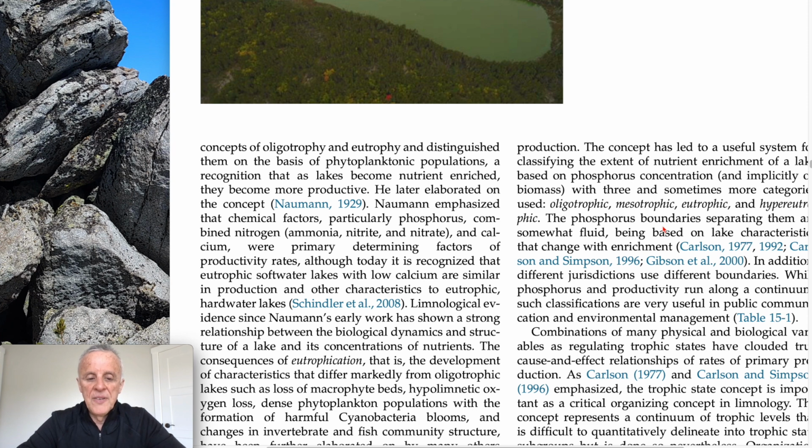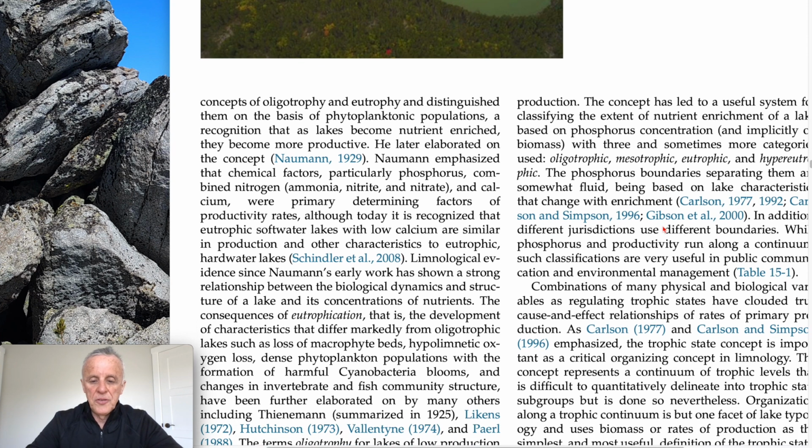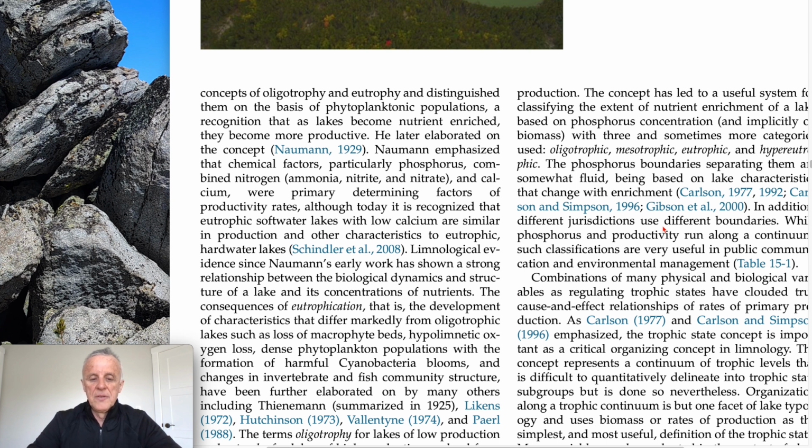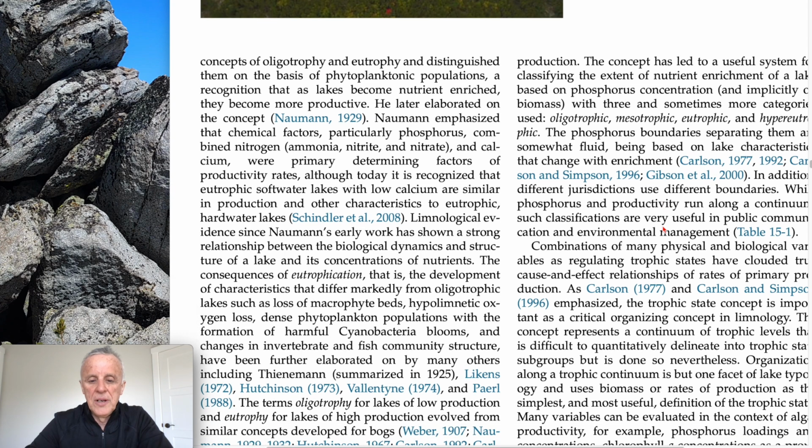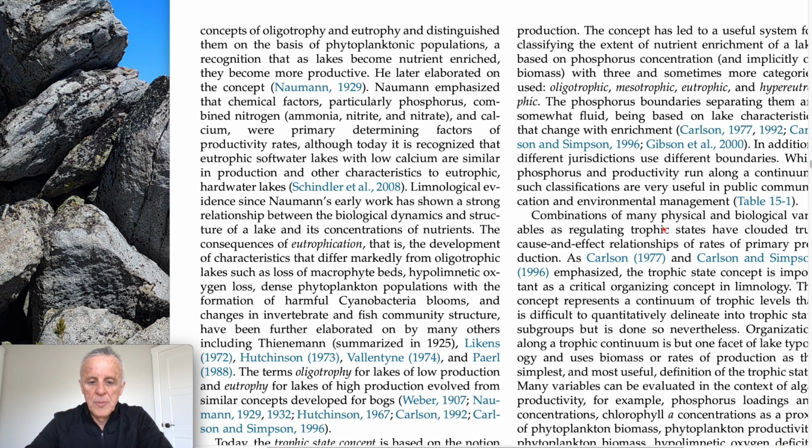Naumann emphasized that chemical factors, particularly phosphorus, combined nitrogen, for example ammonia, nitrite and nitrate, and calcium were primary determining factors of productivity rates, although today it is recognized that eutrophic saltwater lakes with low calcium are similar in production and other characteristics to eutrophic hardwater lakes. Limnological evidence since Naumann's early work has shown a strong relationship between the biological dynamics and structure of a lake and its concentrations of nutrients.